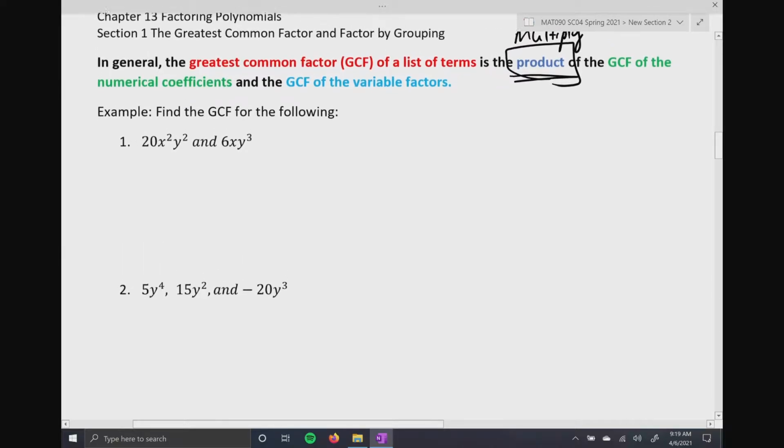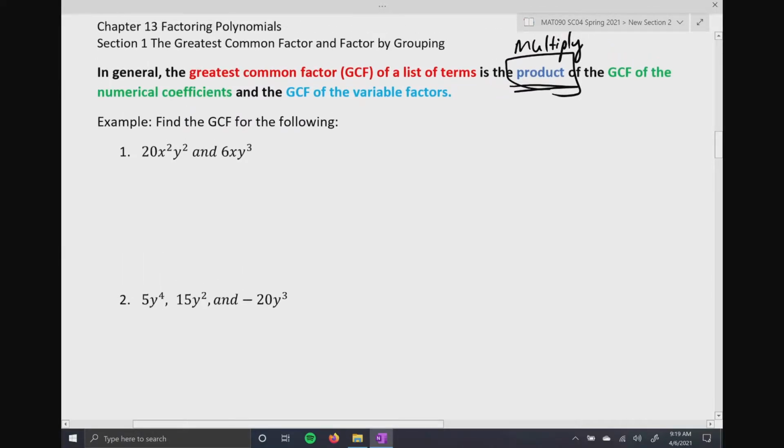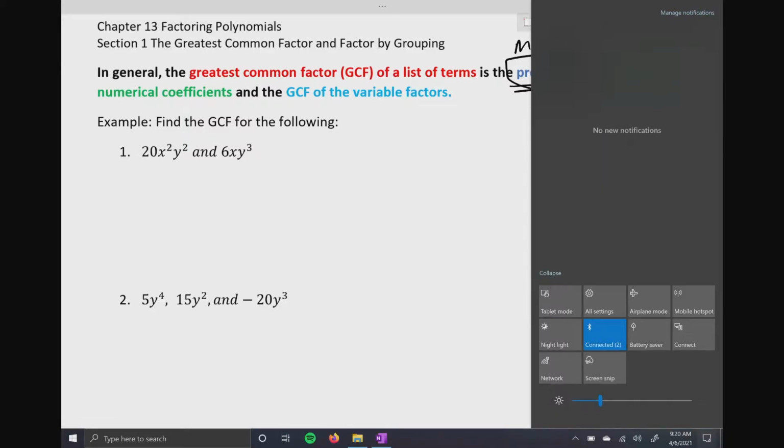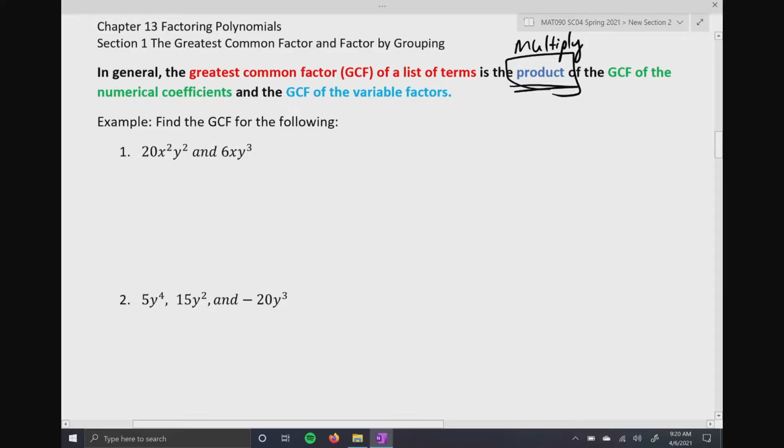My first example. Find the GCF for the following 2 terms. 20x squared y squared and 6xy to the third. Now, the greatest common factor is going to be the product of the numerical coefficients and the variable terms. So, here's what I do first. I'm going to find a GCF for the coefficients. And I'm going to really write this one out. But once we get going a little bit, I'm not going to do this as much. So 20.